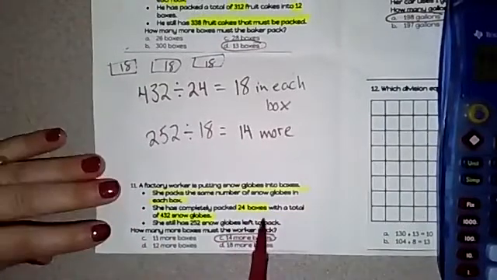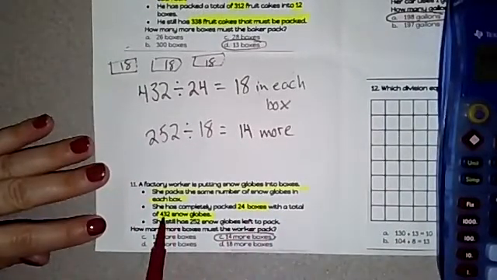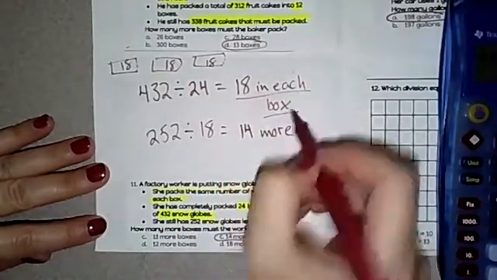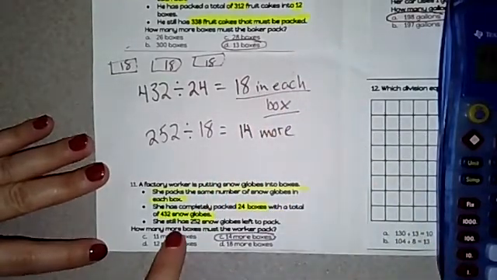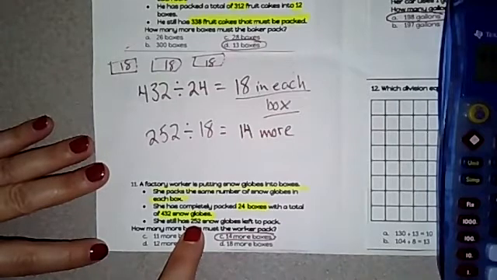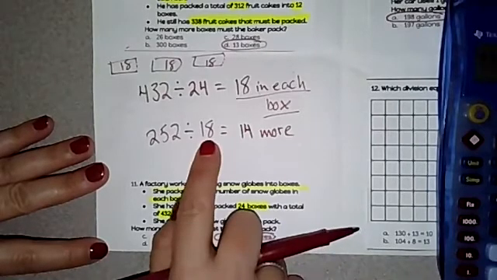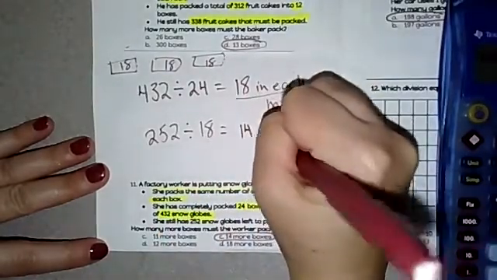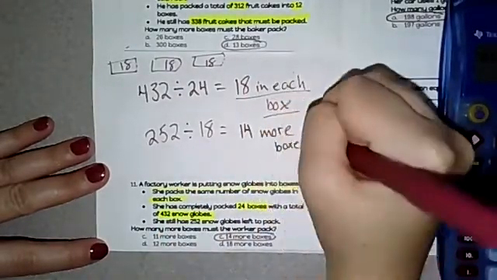So basically what you're doing is you're taking the ones she's already packed into the boxes. You figure out how many she's putting into each. And then you can take the 252 she has left, put 18 in each box, and that'll tell you that she's got 14 more boxes to pack.